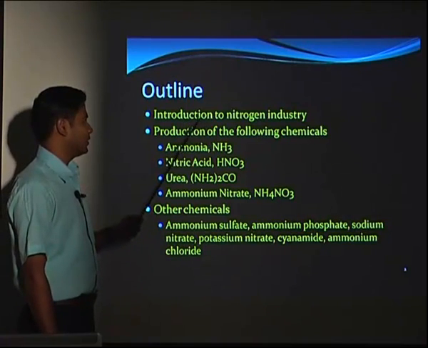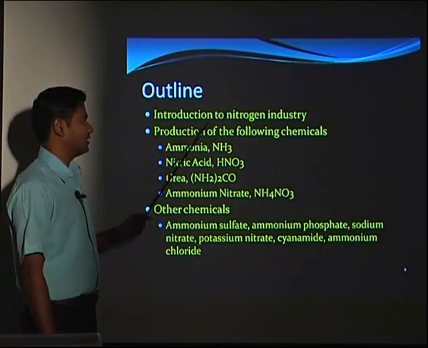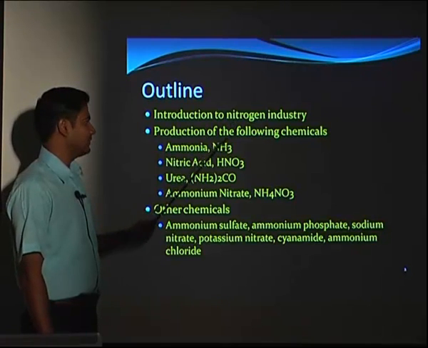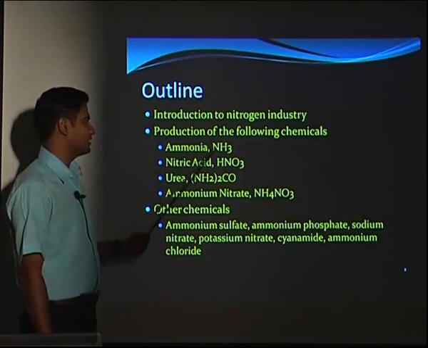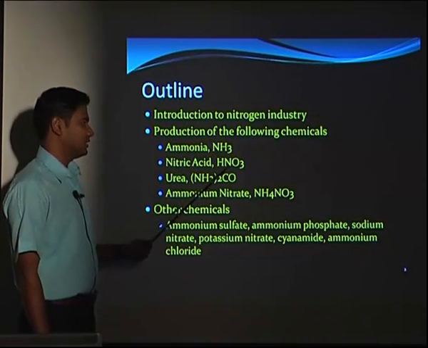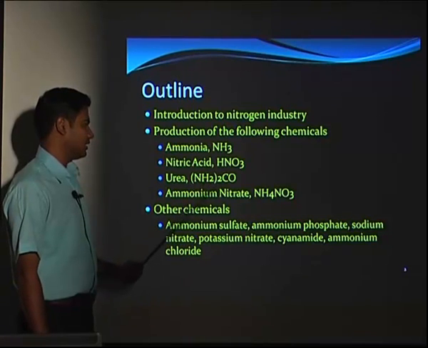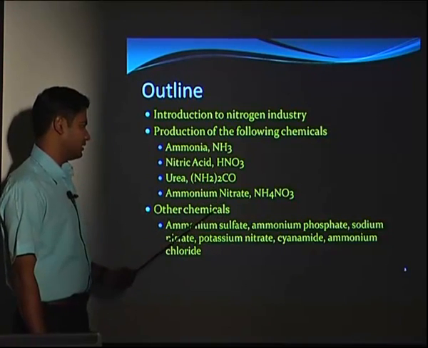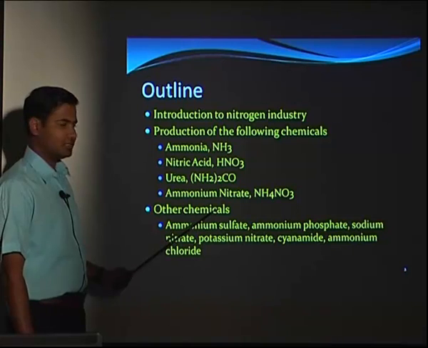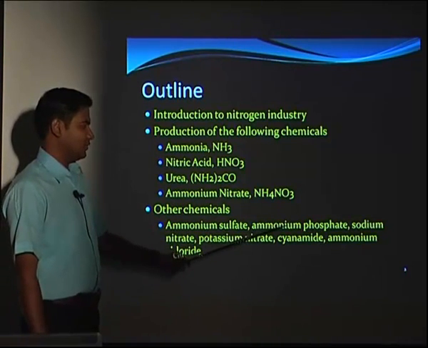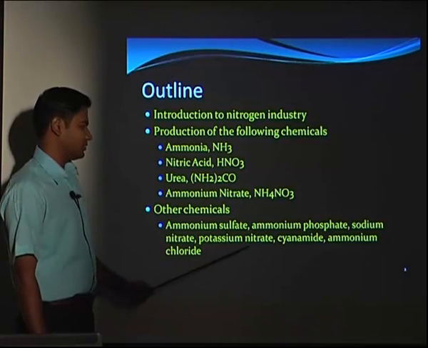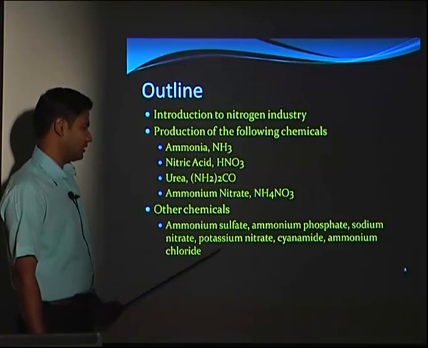So in today's module we will try to discuss the nitrogen industry, then the various methods and the various chemicals which are products of the nitrogen industry, that are ammonia, nitric acid, urea, ammonium nitrate, and we will discuss other chemicals also. They are ammonium sulfate, ammonium phosphate, sodium nitrate, potassium nitrate, cyanamide, ammonium chloride.